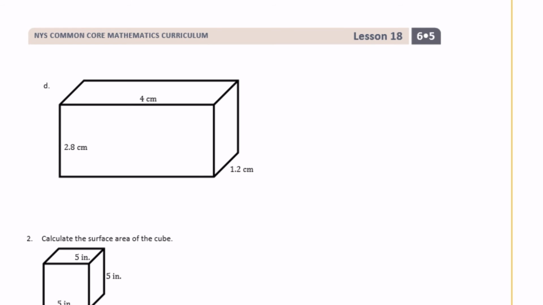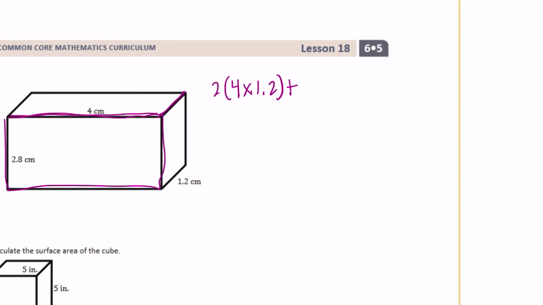Oh, good. This one has decimals. Okay, so let's do the bases first. It doesn't matter what order you do them in. I just like to keep it consistent. So the base would be 4 centimeters by 1 2/10 centimeters. Plus, now let's do the front and back faces. So that'd be 4 centimeters by 2 8/10 centimeters. 2 groups of them. 2 groups of the sides. So 1 2/10 by 2 8/10.